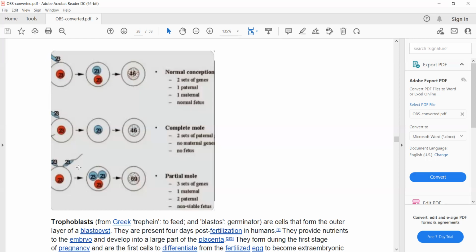And another scenario is that two sperm combine with an egg. There will be three sets of genes, two from the father and one from the mother. Because maternal genes are also present, a fetus will be formed, but it will be non-viable. And due to two sets of genes from the father, a partial mole will form.